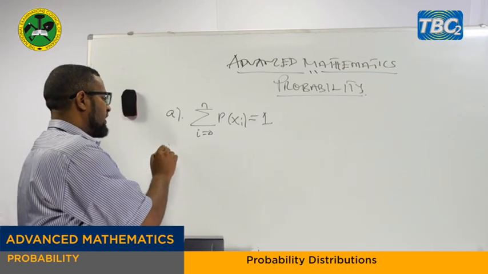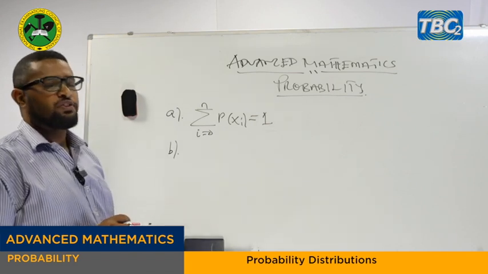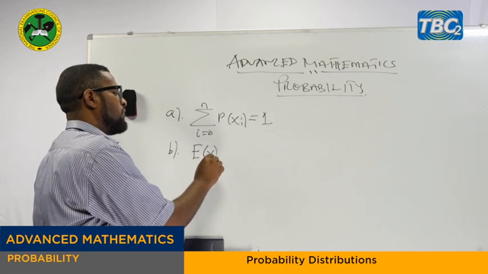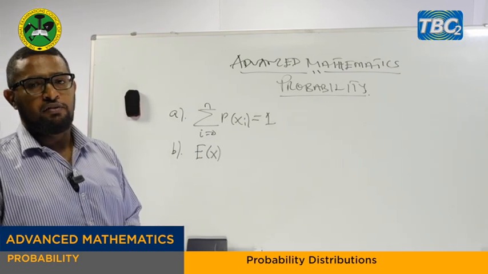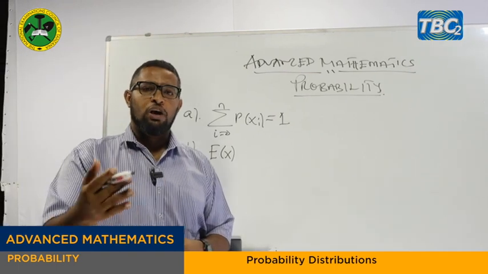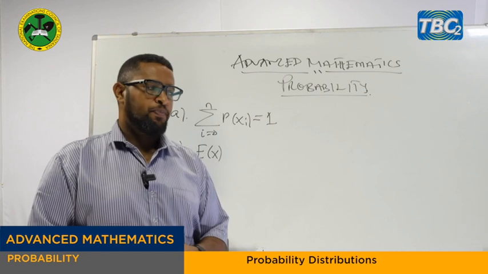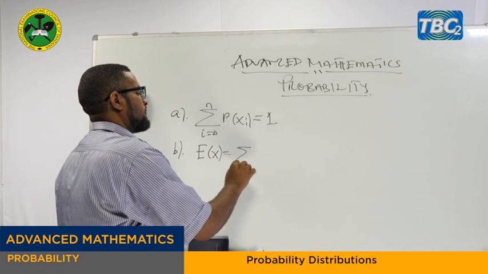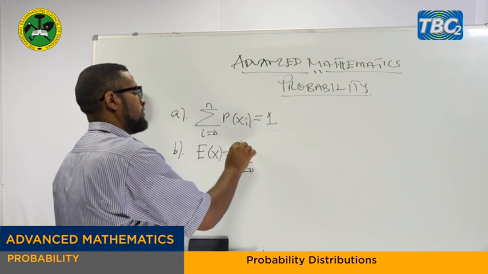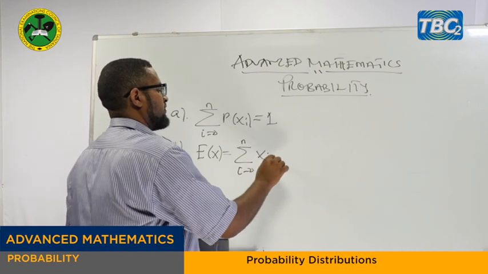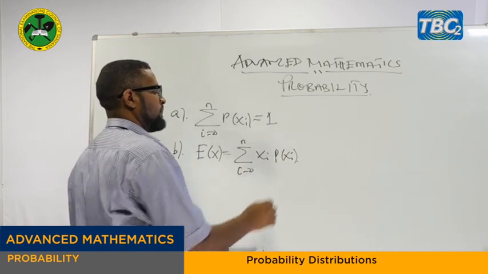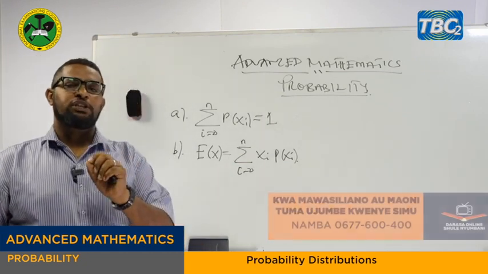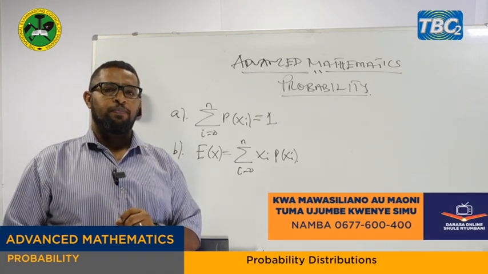Also, under discrete random variable, you are supposed to know the formula for finding the expectation of variable x, because you'll be given variable x and its probability. So how are you supposed to find its expectation? These are the formulas that are going to be used: the sum from i equals 0 up to n, of variable x times its probability. The formula you see here on the board is used to find the expectation of a discrete random variable.